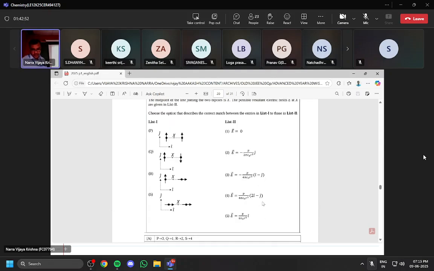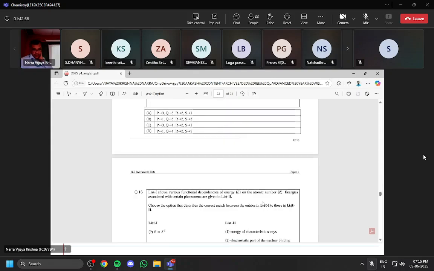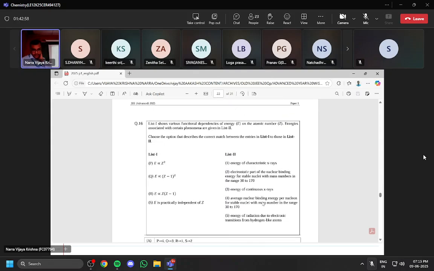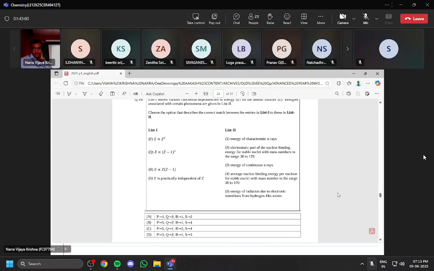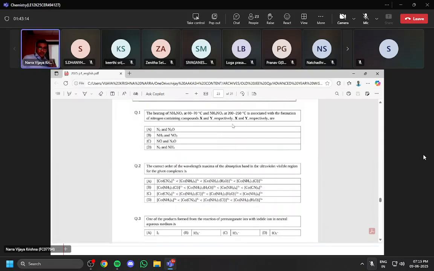This is static electricity. Current electricity. Electromagnetic radiation again. Electromagnetic radiation again. So, structure of atom and electromagnetic radiation, both combined, till now 3 questions. This is purely chemistry. I will go to paper 2.